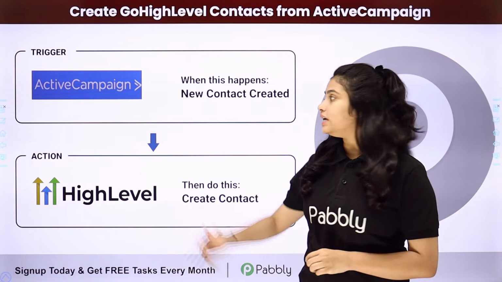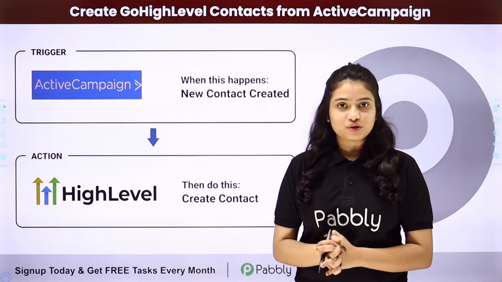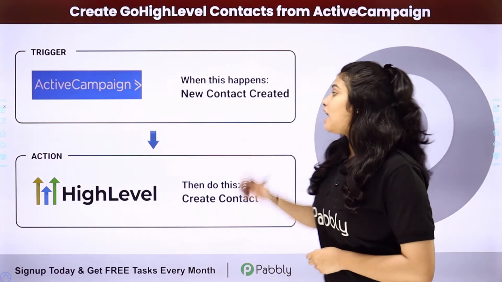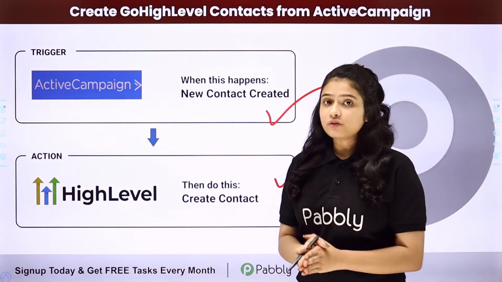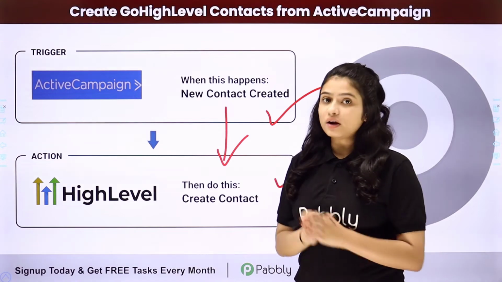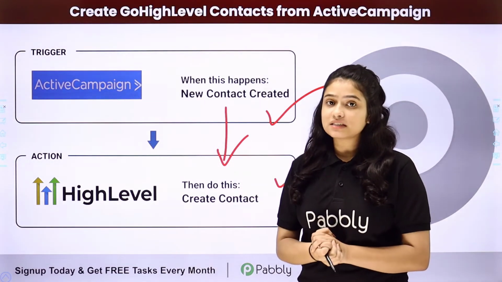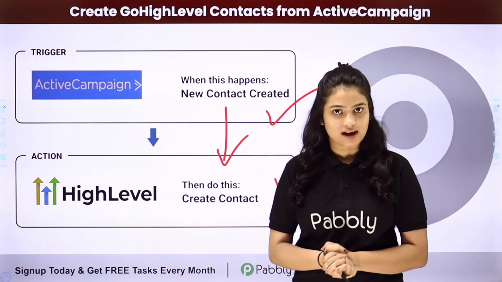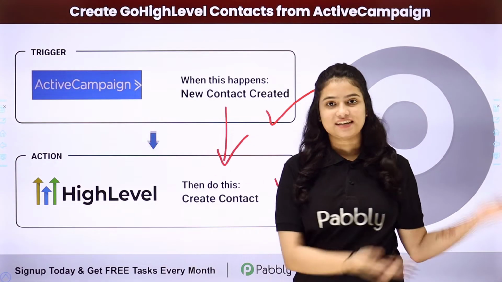For that, we will have to integrate ActiveCampaign with GoHighLevel. And in order to do that, we are going to use an integration software, Pabbly Connect here. So what we are going to do, we have ActiveCampaign in our trigger and we have GoHighLevel in our action. So we will be connecting both of them by using Pabbly Connect in such a way that whenever a new contact will be added in ActiveCampaign, automatically by using the details of the same contact, a new contact will also be created and added in my GoHighLevel account. And in order to learn the entire process step by step, let me take you all to my screen.